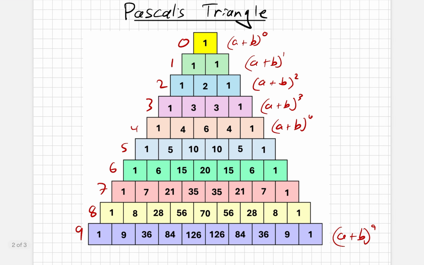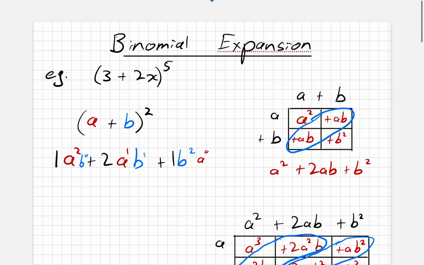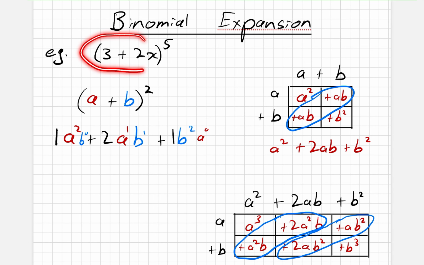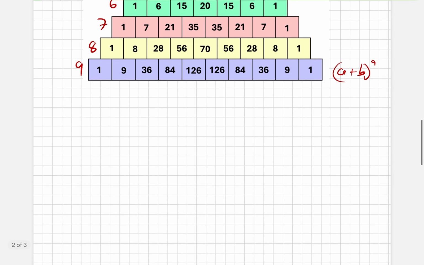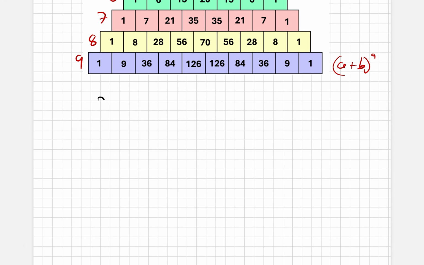So let's look at our original example. The original example was (3 + 2x) to the power of 5. So I'm going to do this using Pascal's triangle. So (3 + 2x) to the power of 5. Again, to make it a little bit clearer, I'm going to color code it.